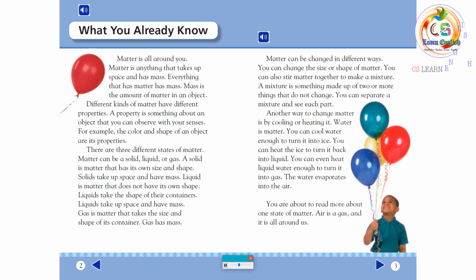Another way to change matter is by cooling or heating it. Water is matter. You can cool water enough to turn it into ice. You can heat the ice to turn it back into liquid. You can even heat liquid water enough to turn it into gas. The water evaporates into the air. You are about to read more about one state of matter. Air is a gas, and it is all around us.